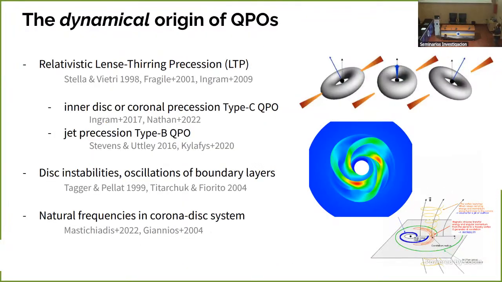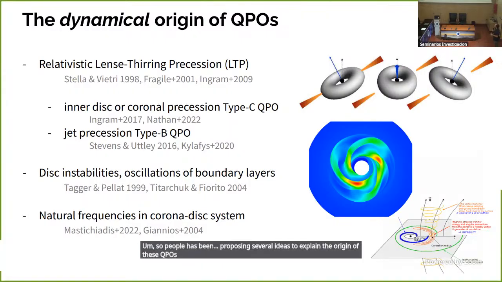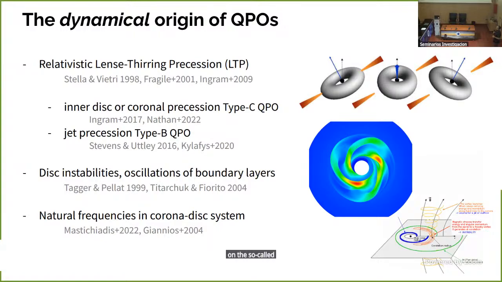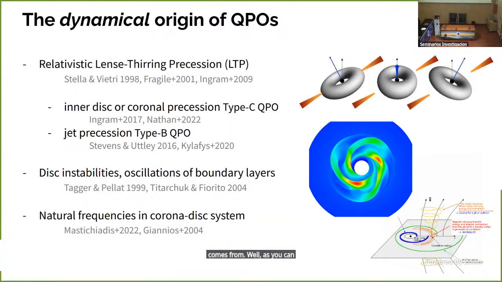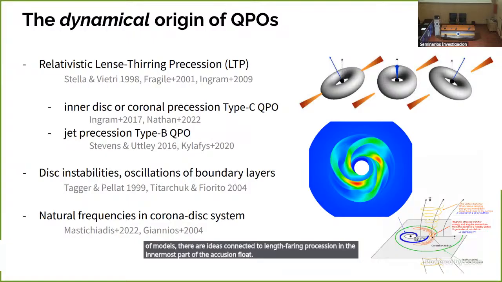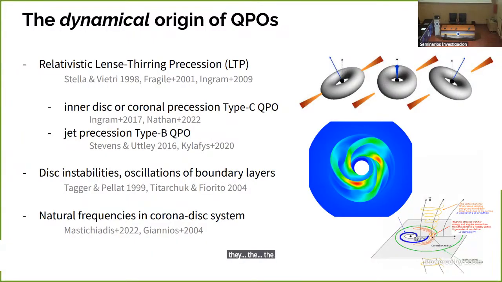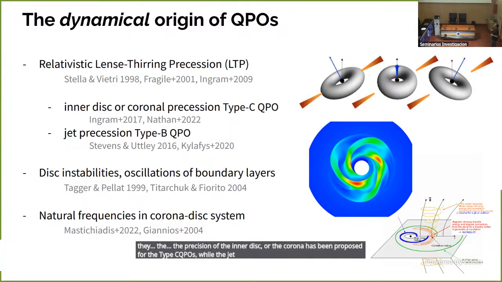So people have been proposing several ideas to explain the origin of these QPOs, but mainly focus on the so-called dynamical origin, which is essentially the question of where the frequency of the QPO comes from. And well, as you can see here, an incomplete list of models. There are ideas connected to Lense-Thirring precession in the innermost part of the accretion flow. The precession of the inner disk or the corona has been proposed for the type C QPOs, while the jet precession has been proposed for the type B QPO.